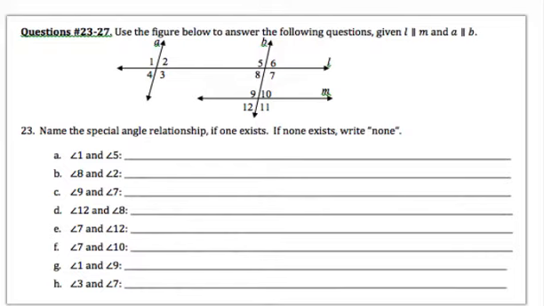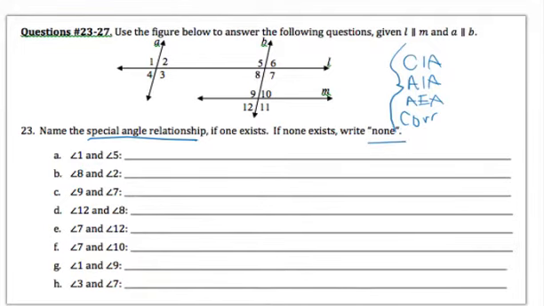All right. Sorry, 23, name the special angle relationships. Special angle relationships, okay, the ones that I could have are CIA, alternate interior angles, AIA, alternate exterior angles, AEA, and corresponding. Those make up my special ones. We also have vertical and linear, but those aren't necessarily special relationships where it has to do with our parallel lines. So let's go ahead and write some down. We might potentially have the possibility of none.